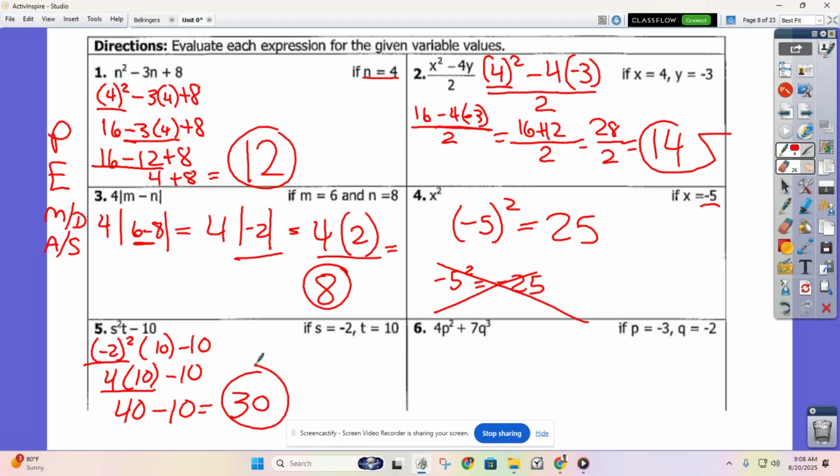4p squared plus 7q cubed. 4 in place of the p in parentheses, put negative 2 squared plus 7, and in place of the q, you're going to put a negative 3. You must put that in parentheses. What happens first is our exponents. Leave that 4 alone. Negative 2 squared, negative 2 times negative 2 is positive 4. Negative 3 squared is negative 27.